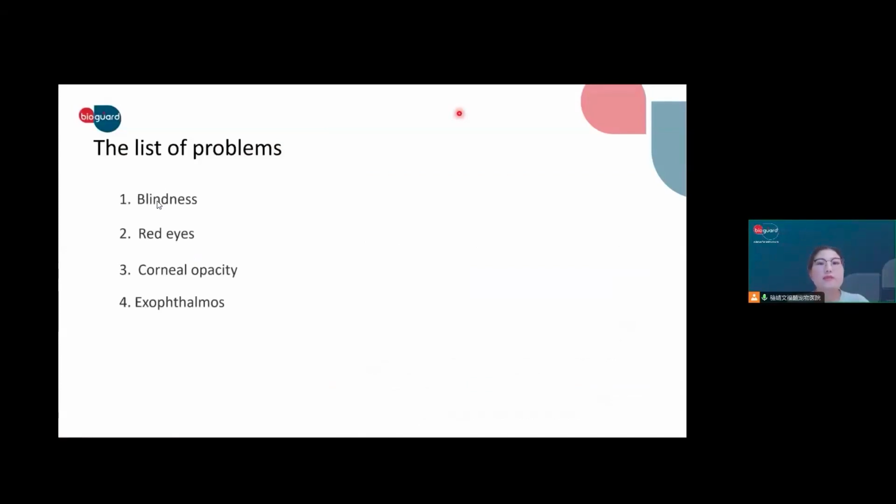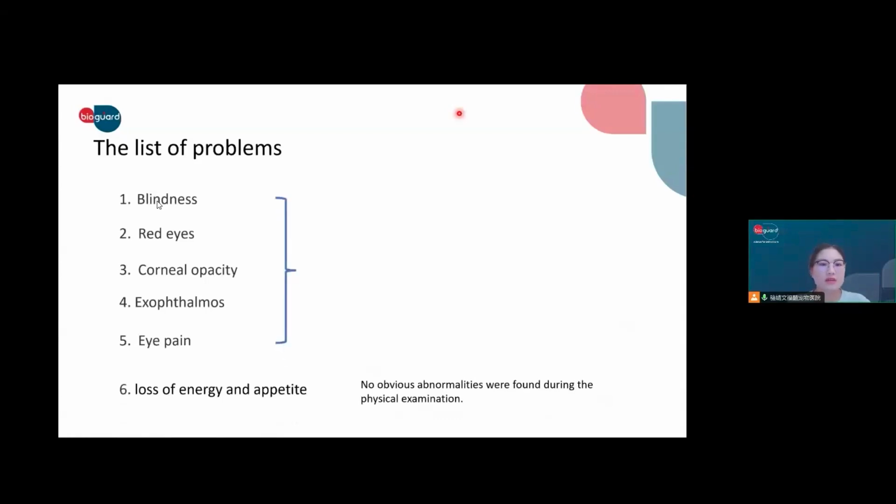Any other problems? Don't forget, he also had eye pain. He didn't let the owner touch his eyes. Finally, he had loss of energy and appetite. Actually, these are non-specific symptoms. And as there were no obvious abnormalities found during the physical examination, we stay focused on the ocular symptoms.